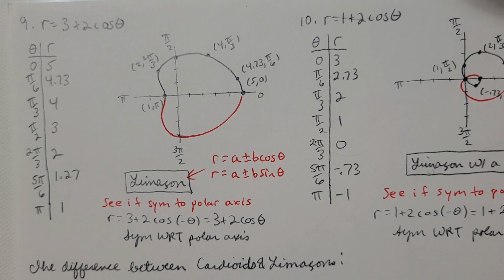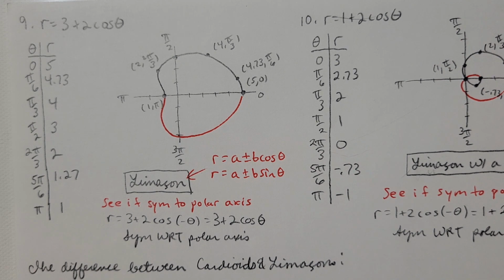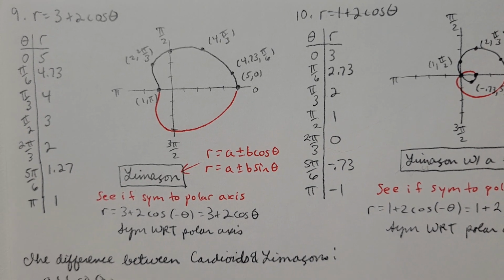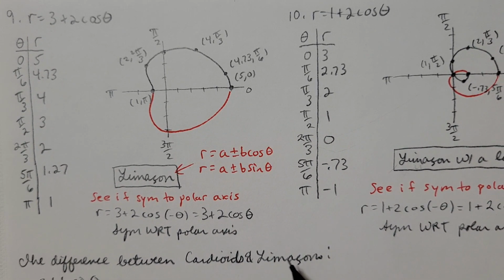And now this curve is an important curve called a limaçon. Cardioids are a family member of the limaçon family. Okay, so when we take a look at another example here, and then I'll talk about the difference between cardioids and limaçons.